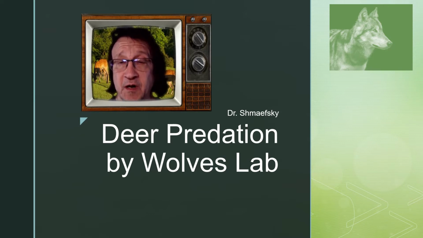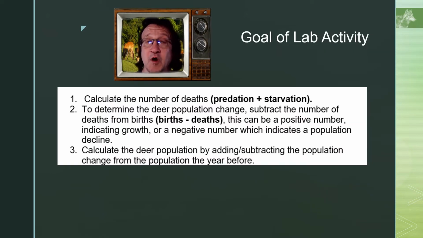So please make sure you look at the videos that go along with this lecture, and also pay attention to how I show you how to go through the activity. So the goal of this lab is we're going to calculate the number of deaths, and what we're going to have to do is look at the number of deaths due to predation, plus starvation. And deer can die from other things too when we start sampling deer in a population. So we're going to do deer sampling virtually, since we can't do it in actuality.